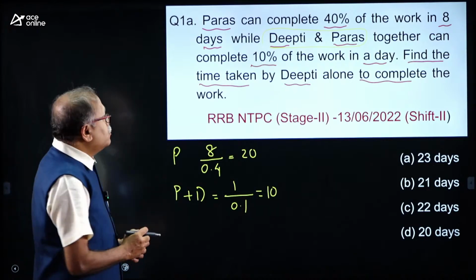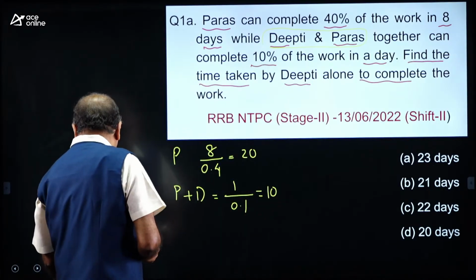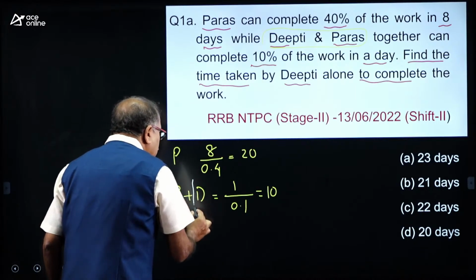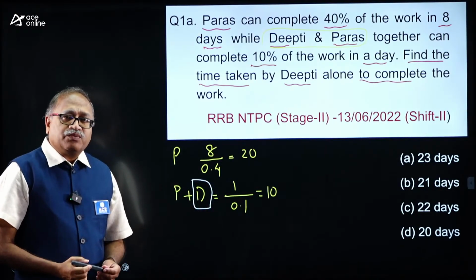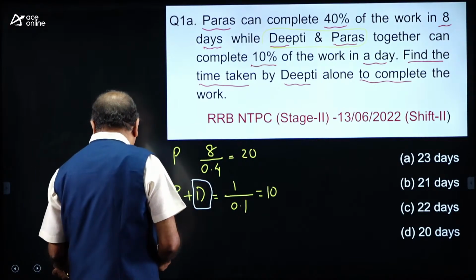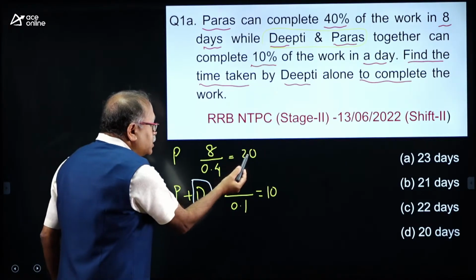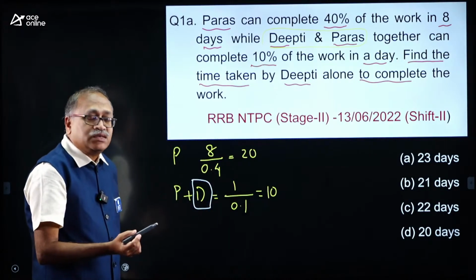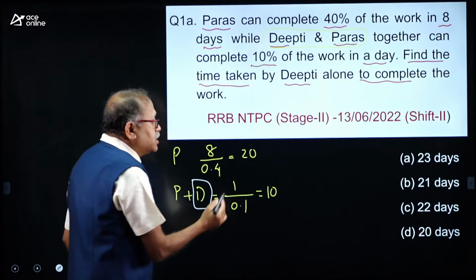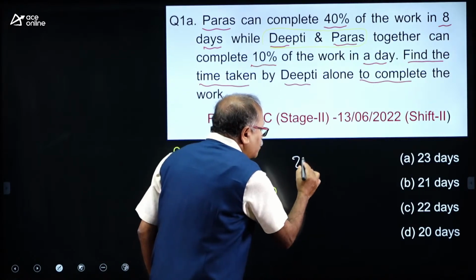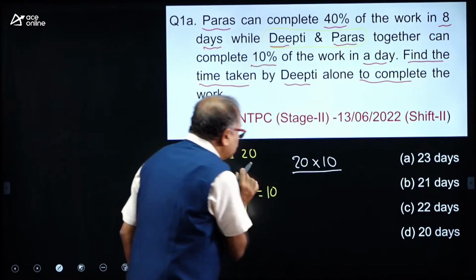Right? Now your question is, D alone can complete the work in how many days? Let us apply the known formula and look at the way the question has to be answered. I know P alone takes 20 days and P plus D take 10 days, then together will be 20 into 10. This is the best method to answer the question.